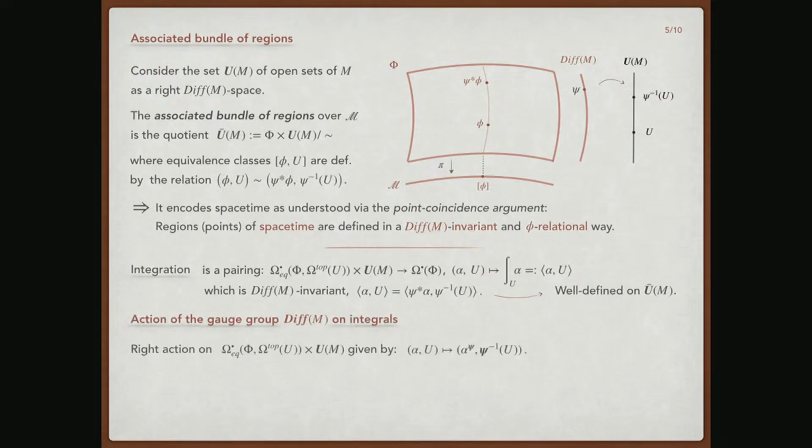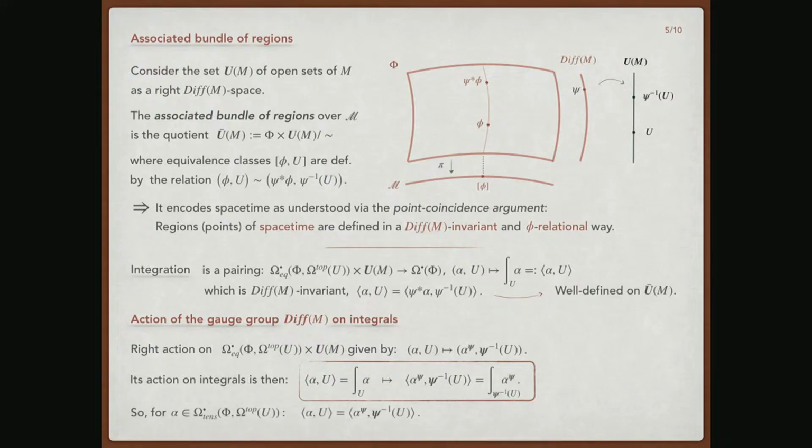So the action of the gauge group of that space on integrals is simply defined in that way. I will act on a pair by gauge transforming the form on the field space and by inverse shifting the region by a field-dependent diffeomorphism. And therefore, the gauge group acts on integrals in that way. That would be the action given an integral. This is how I act with a field-dependent diffeomorphism on an integral.